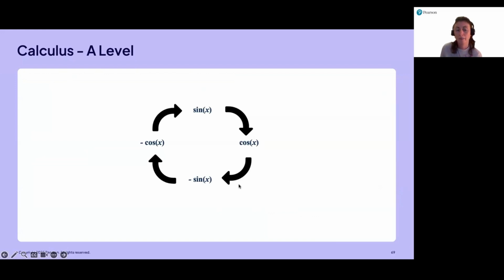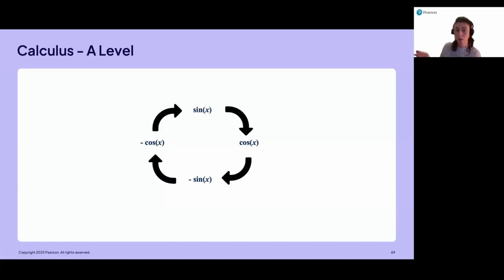I had a different way of reminding my students how to differentiate sine and cos, but then this came up when I was with some teachers the other day. I don't know if anyone else thinks of it as a circular diagram. I was kind of thinking of this linearly, but you can differentiate if you go clockwise. So derivative of sine is cos, derivative of cos is minus sine, and so on. And then you can integrate anti-clockwise.